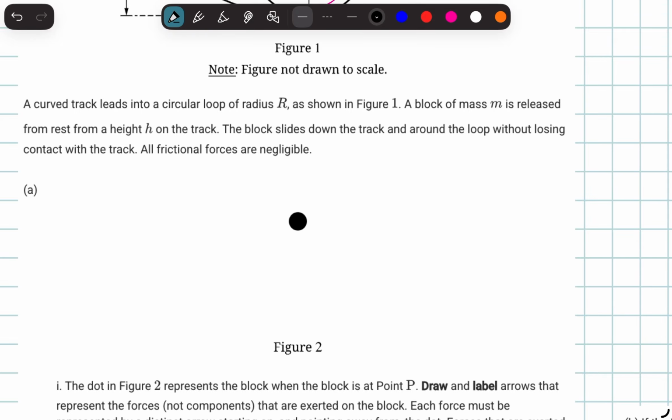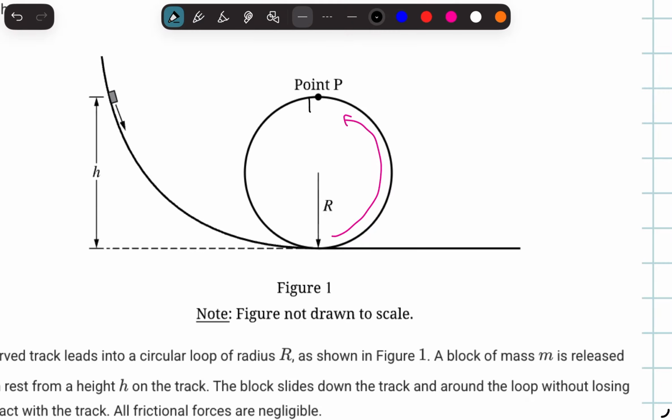So the block at the top of the loop. When it's at the top of the loop, it's like this. The normal force, Fn, is always going to be acting perpendicular to the surface. So here, the normal force is going to be pointing this way, but you also have the weight, which is equal to mg.